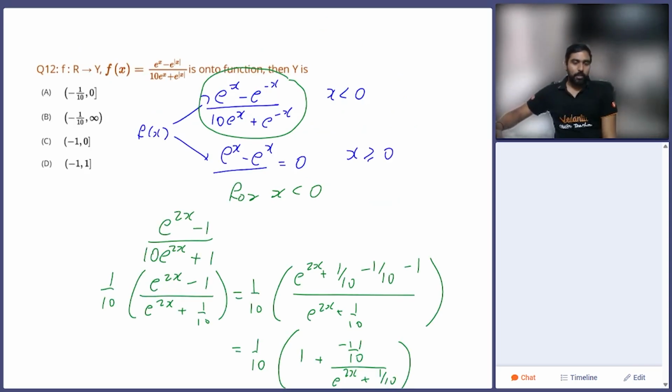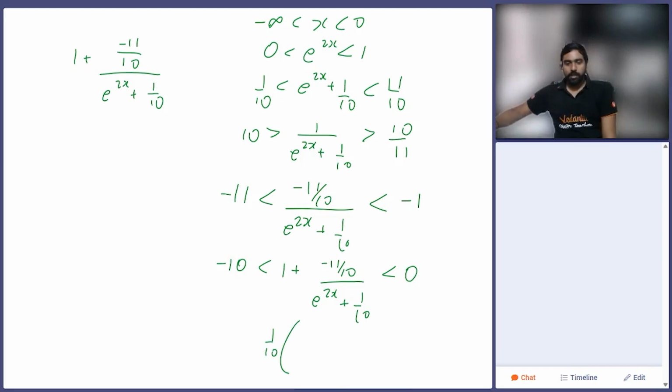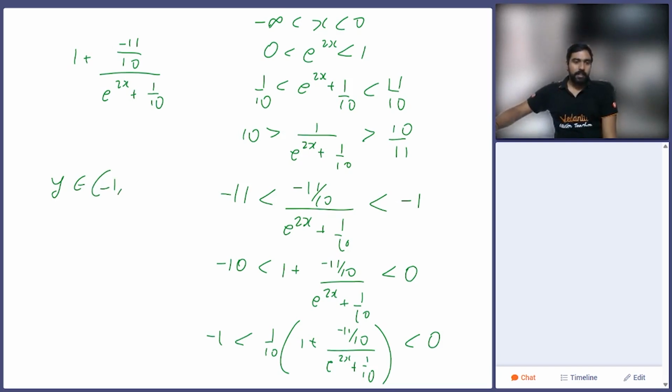And lastly, outside there's a multiplication by 1/10. So if I multiply by this 1/10 as well, the expression will lie between 0 and minus 1. So this expression lies between minus 1 open interval till 0 open interval when x is less than 0.